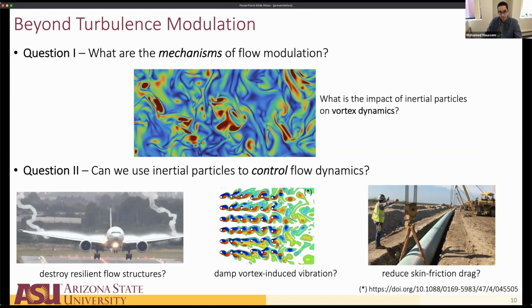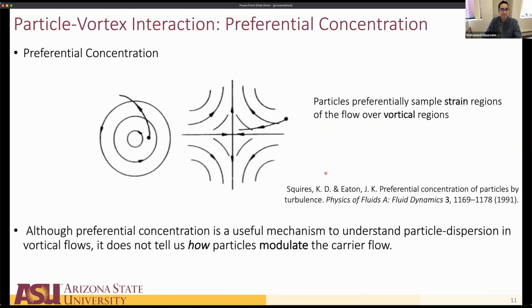And in long-distance pipelines for natural gas or oil, maybe adding appropriately sized particles can lead to skin friction drag reduction. So I'll talk about how particles interfere with vortex dynamics, and I'll also talk about this problem here of skin friction drag reduction, and I'll actually show that it's possible to do that with spherical inertial particles.